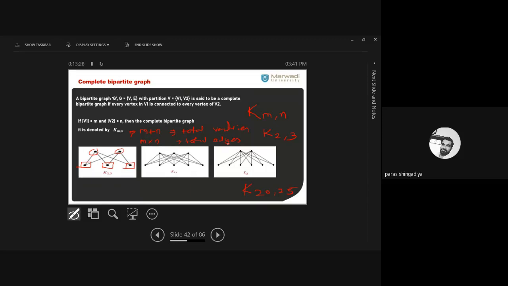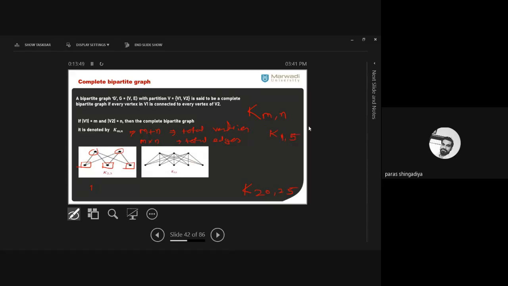Clear? There are 3 graphs given here. You can also add some more graphs. For example, I have to draw the graph of K15. Right now K26 is given there, but I have to draw K15. Okay. So we can also create a K15 graph.